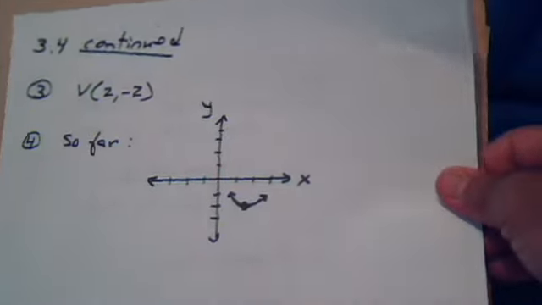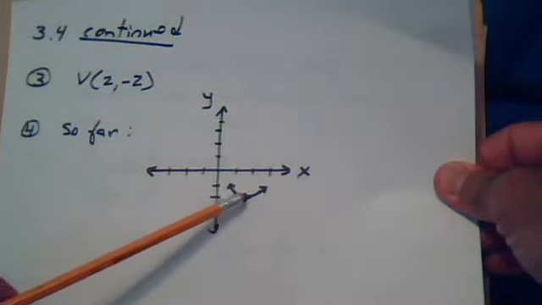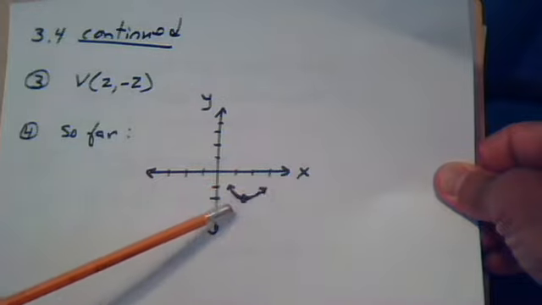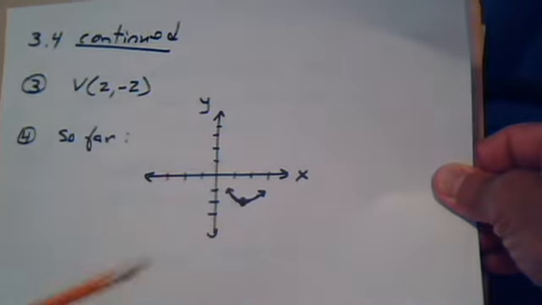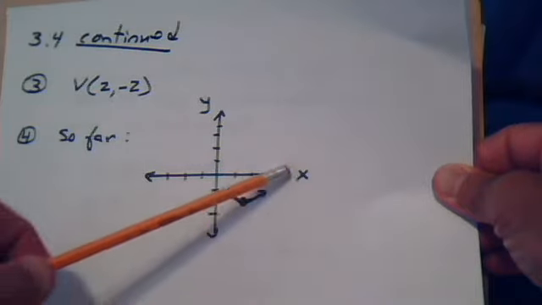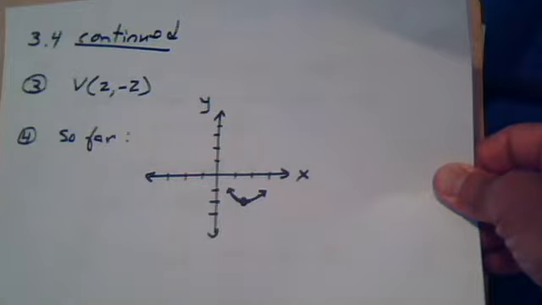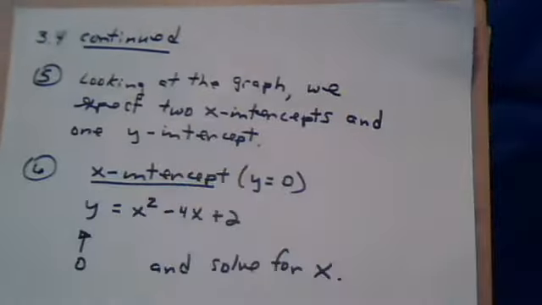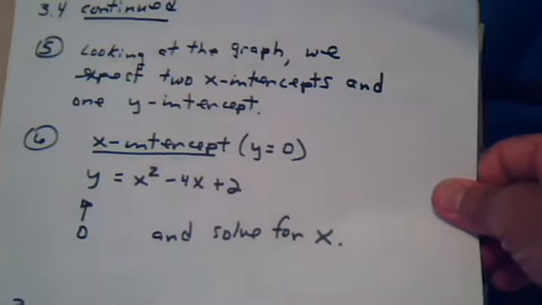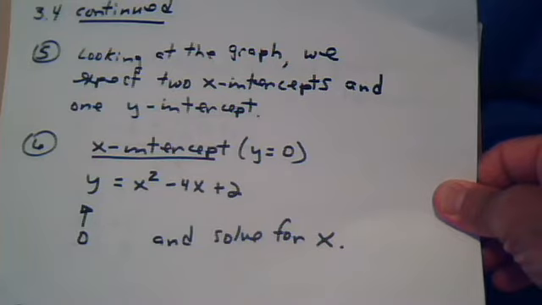So it's beginning to look like a good parabola, but we know that these branches are going to intersect the x-axis, and we need to know where they do that. So we're going to need the x-intercepts, and also this branch is going to cut through the y-axis, so we need the y-intercept to get a better graph. So looking at the graph, we expect 2 x-intercepts and 1 y-intercept.